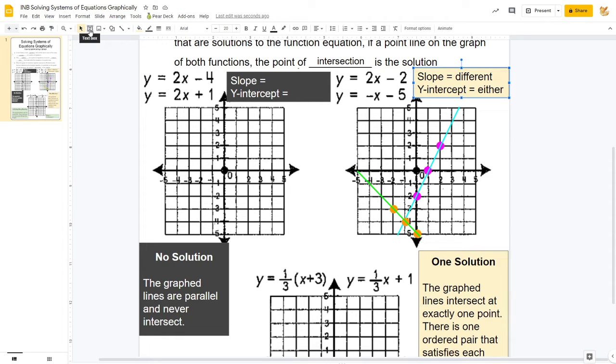I'm also going to insert a text box right here to write down my solution, which is parentheses -1, comma 4. Oops, -4. No, not 4 minus 4, -4. And there we go. Make it a little bigger. And there we go. We have our solution.